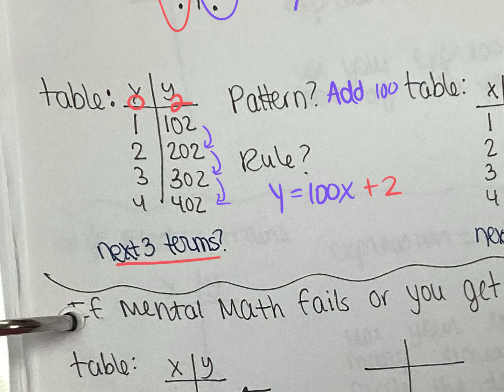Now I can figure out the next 3 terms. 5 would be 502. 6, 602. 7, 702. If it wasn't easy mental math, I could stick in a 5 right here: 100 times 5 plus 2, 100 times 6 plus 2, 100 times 7 plus 2. To find the next 3 terms, stick in numbers for x and evaluate.